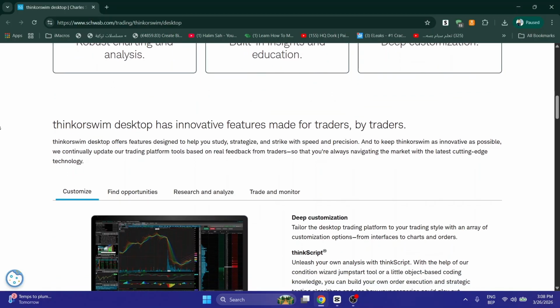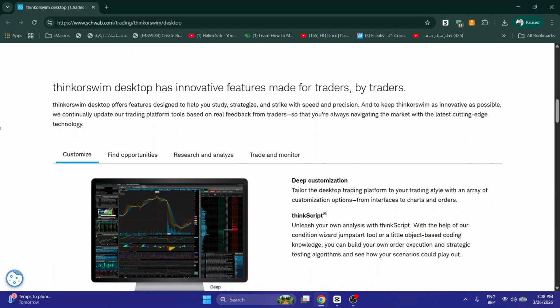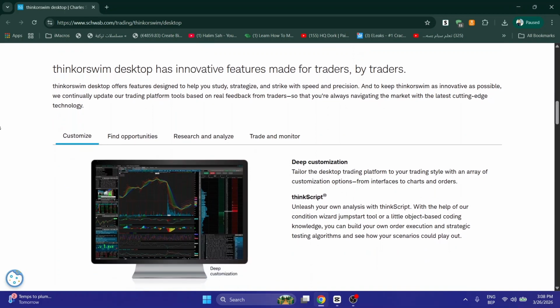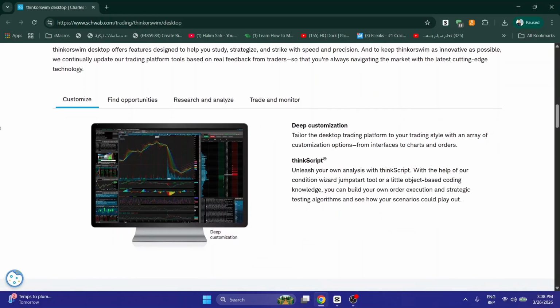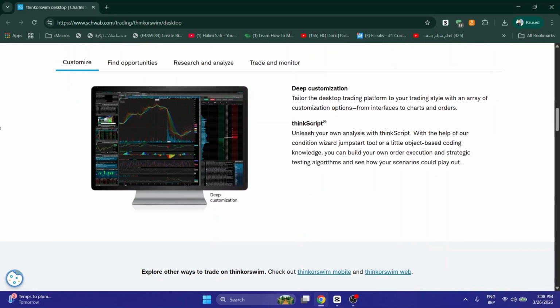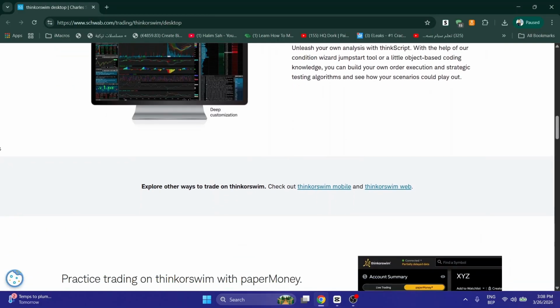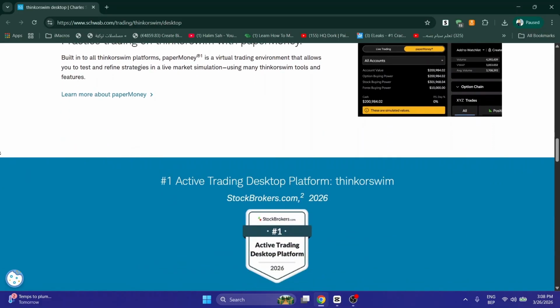But on the other hand, it is somewhat steep. The interface is complex and it's not beginner friendly. Many users find it intimidating at first. Also, the desktop looks old and it can feel crowded. It's functional but not modern, and there is lag during heavy use and slow order execution on some reports.